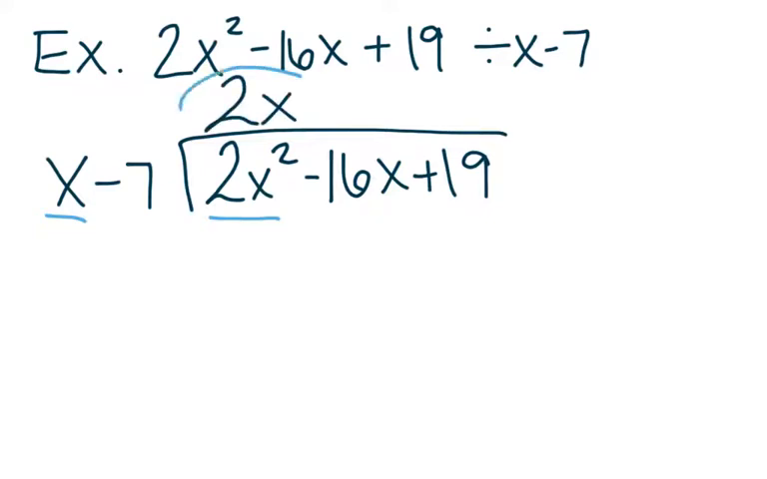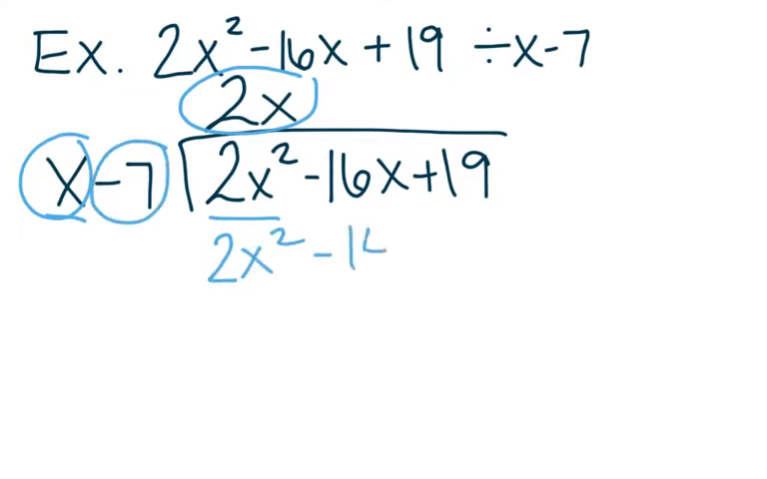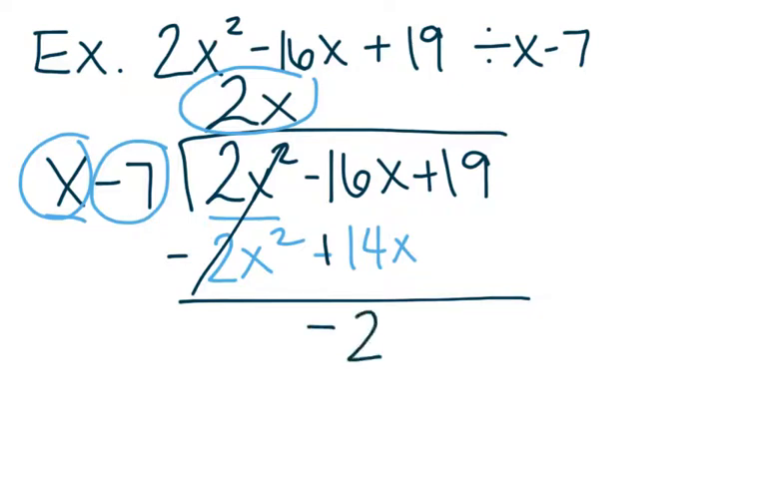Whatever I write up top, I'm going to multiply by the divisor. 2x times x is 2x squared. 2x times negative 7, negative 14x. Now I'm going to change the part in blue to their opposite signs. 2x squared minus a 2x squared cancels out. Negative 16x plus 14x is negative 2x. I don't know why I was saying x squared. My bad. I'm going to bring down the 19.